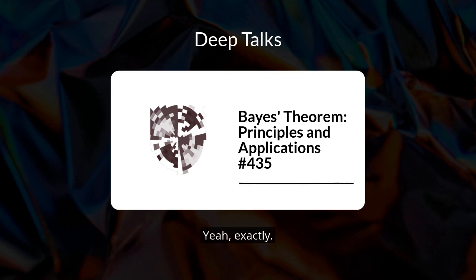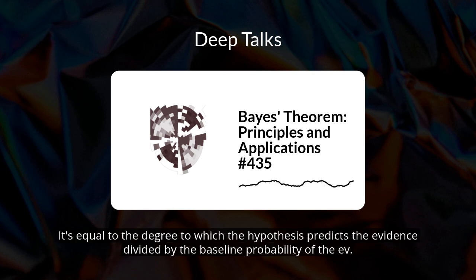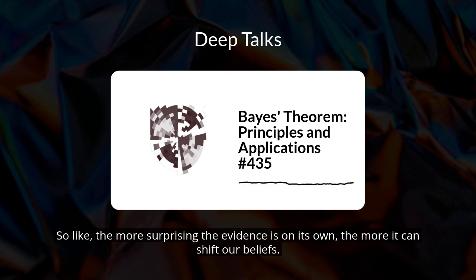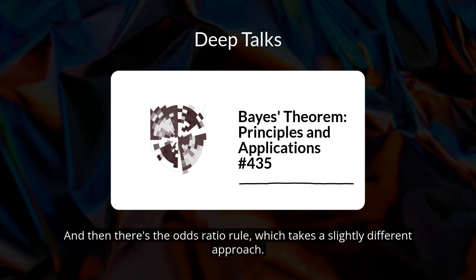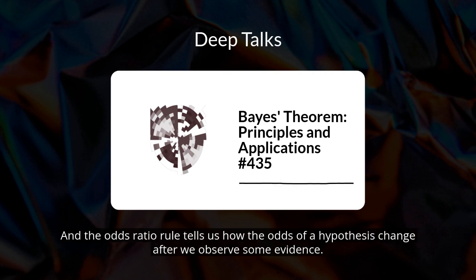Yeah, exactly. And it turns out that this change in probability, which is represented by what's called the relevance quotient, is symmetrical. It's equal to the degree to which the hypothesis predicts the evidence divided by the baseline probability of the evidence. So the more surprising the evidence is on its own, the more it can shift our beliefs. You got it. And then there's the odds ratio rule, which takes a slightly different approach. So instead of probabilities, it uses this concept of odds, like the odds of a horse winning a race. And the odds ratio rule tells us how the odds of a hypothesis change after we observe some evidence.